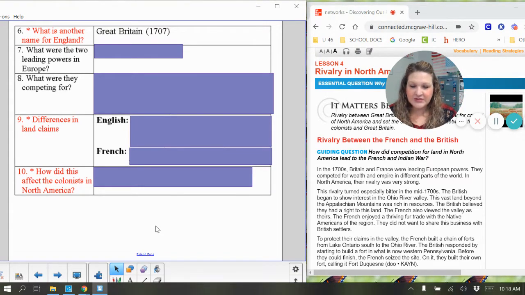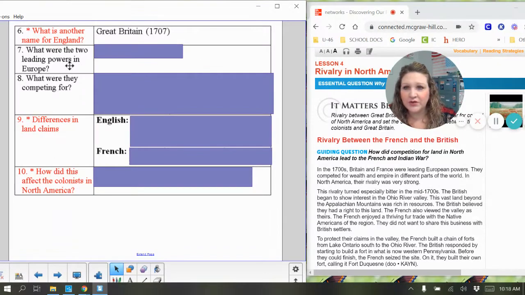So then number 7, here we go. So this one is one that we're going to find information in the notes. So the question is, what were the 2 leading powers in Europe? And so we're going to read under rivalry between the French and the British. In the 1700s, Britain and France were the leading European powers. They competed for wealth and empire in different parts of the world. In North America, their rivalry was very strong. So I think actually in your notes, I wrote, yes, the 2 leading powers in Europe and North America.